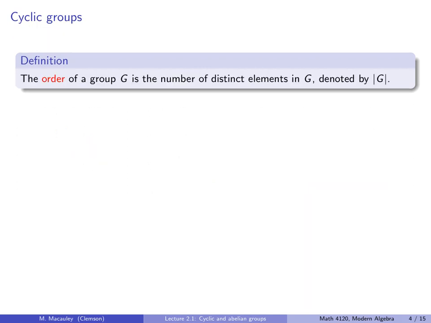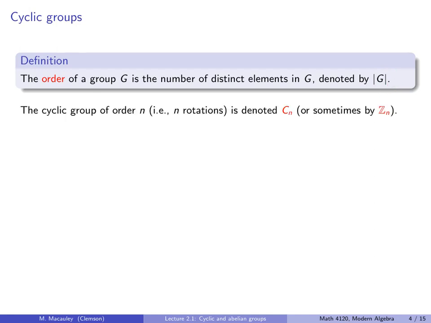Here's a definition that we will use a lot. The order of a group is the number of distinct elements in it. So you can think of order as the size or the cardinality of the group, thinking of G as a set. So we use the same notation as we do for the size or cardinality of a set, just absolute value signs. So the cyclic group of order n, i.e. n rotations, is denoted Cn, as we've seen, or sometimes we will write it as Zn.